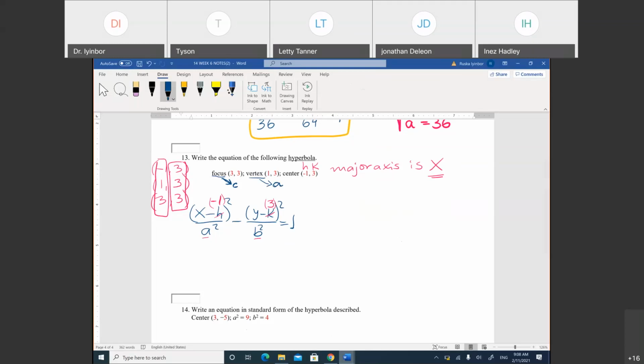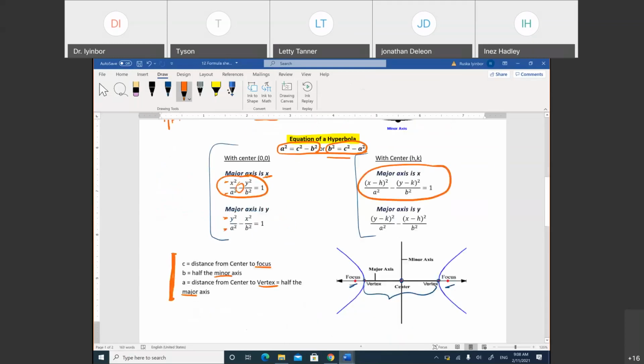So let's go over that one more time. So this is what you have. Focus gives me C. See, the focus gives me C. Minor axis gives me B.